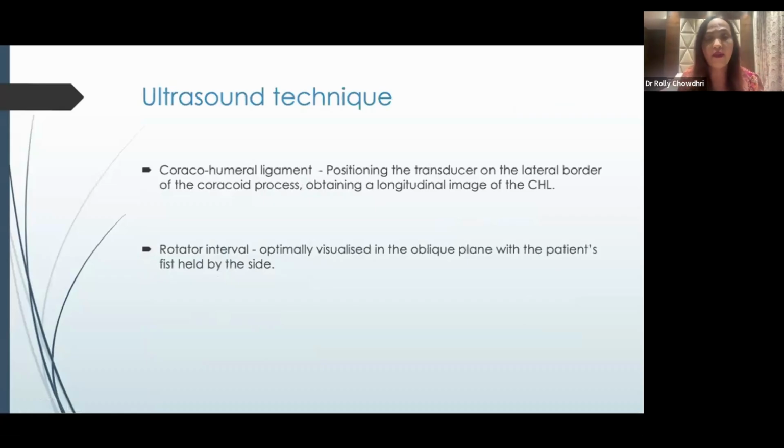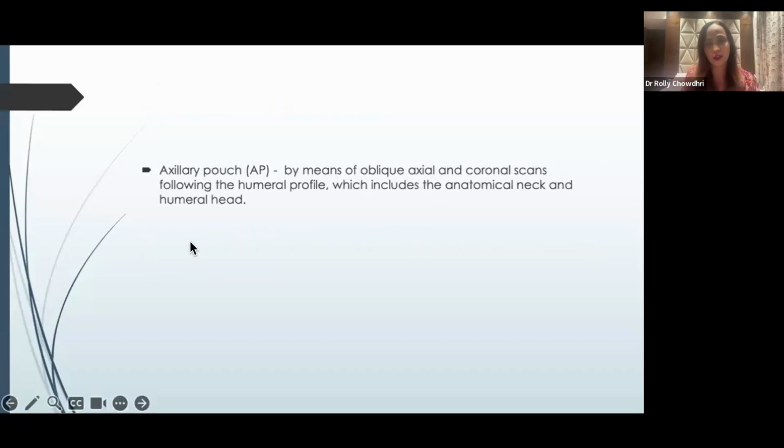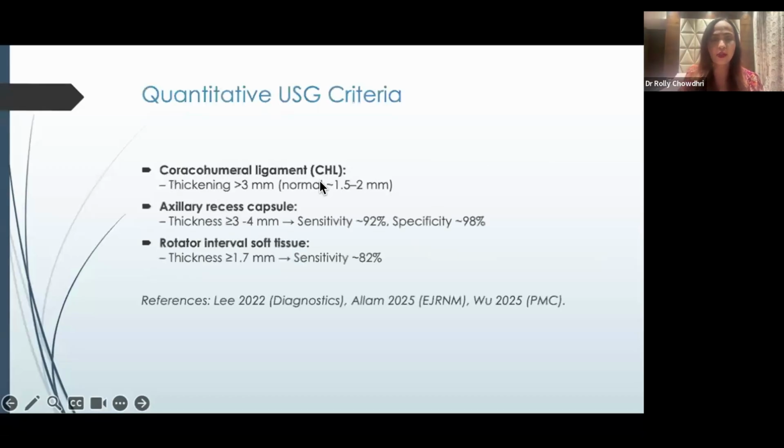Now, we should all be aware of how and where to see the coracohumeral ligament and the axillary pouch. There are two techniques. One is assessing the coracohumeral ligament in its longitudinal axis from the coracoid process. We place a probe on that, and I will show the image, and obtain a longitudinal image. But I normally prefer seeing it in the rotator interval, in the oblique axial plane, as I will show you now. Axillary pouch. A few months back, I used to find it a little difficult looking at the axillary pouch, but with the techniques which I will show you now, oblique axial and coronal scan, it's very easy. You follow the humeral profile, as I will show you.